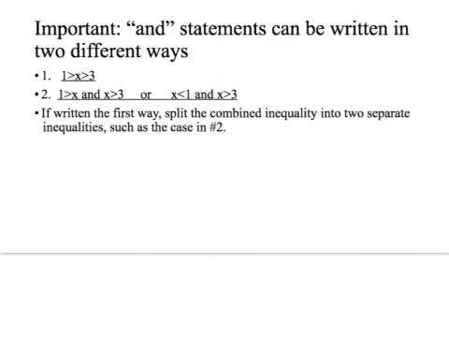Alright, there's an important thing about the ANDs. With an AND statement, it can be written in two different ways. It can be written with the word and, like in number 2 here, or it can be written like number 1: 1 is greater than x, which is greater than 3. These two statements, number 1 and number 2, are exactly the same. So 1 is greater than x, and x is greater than 3.